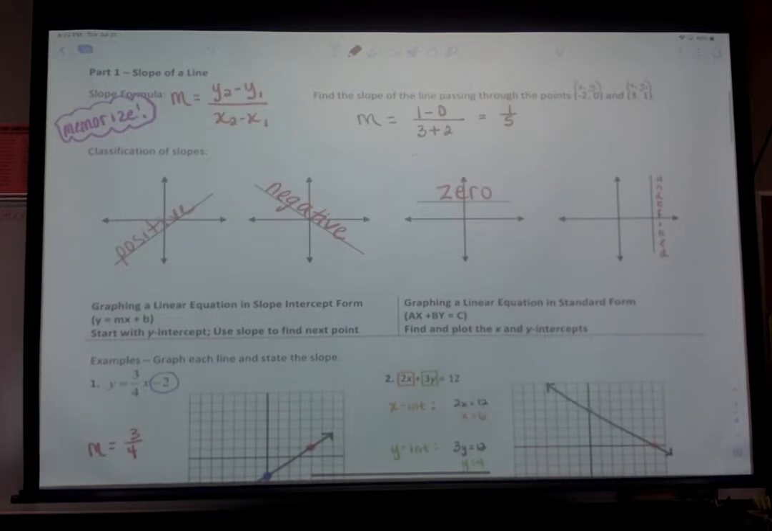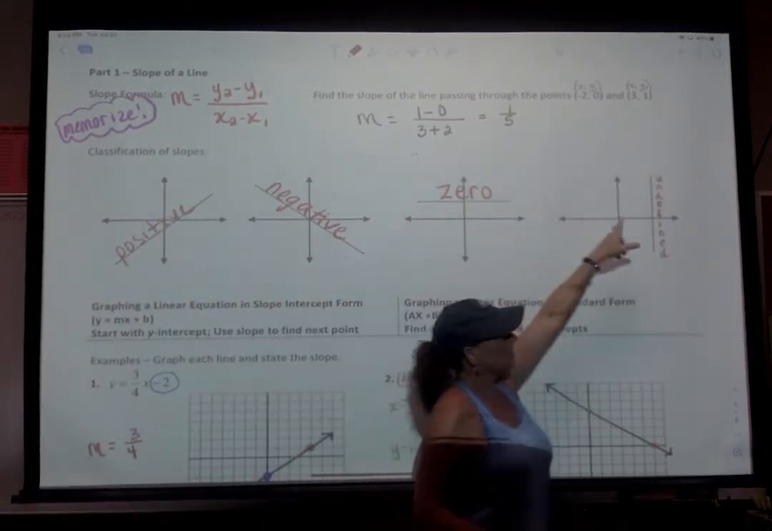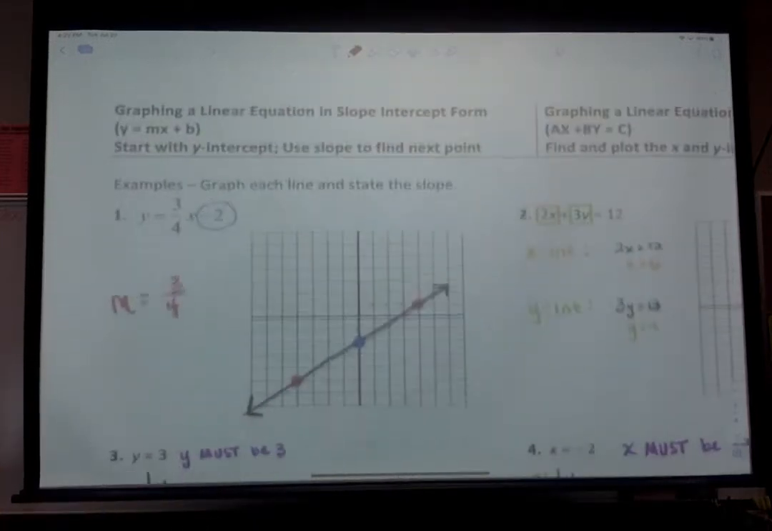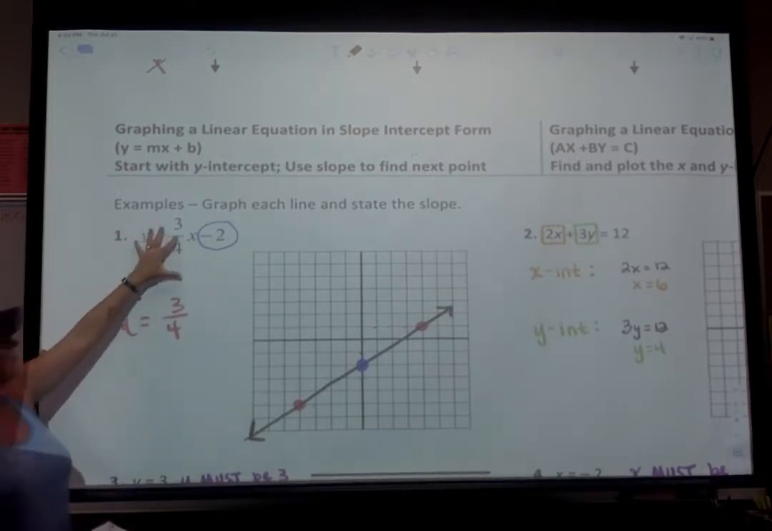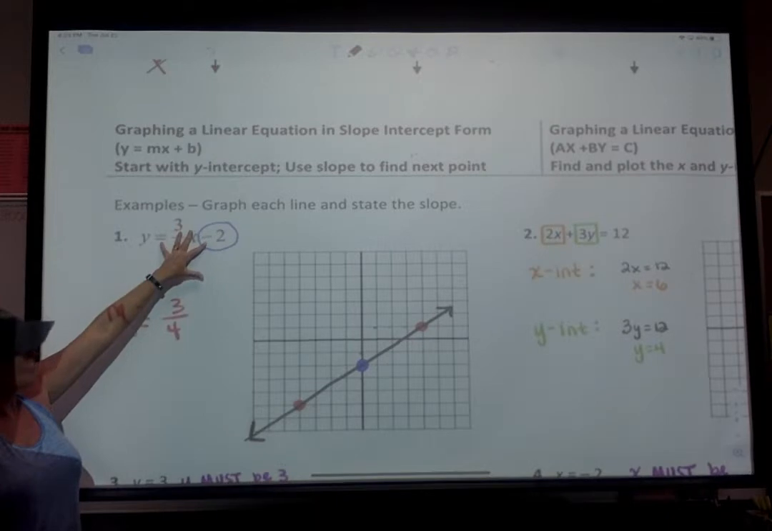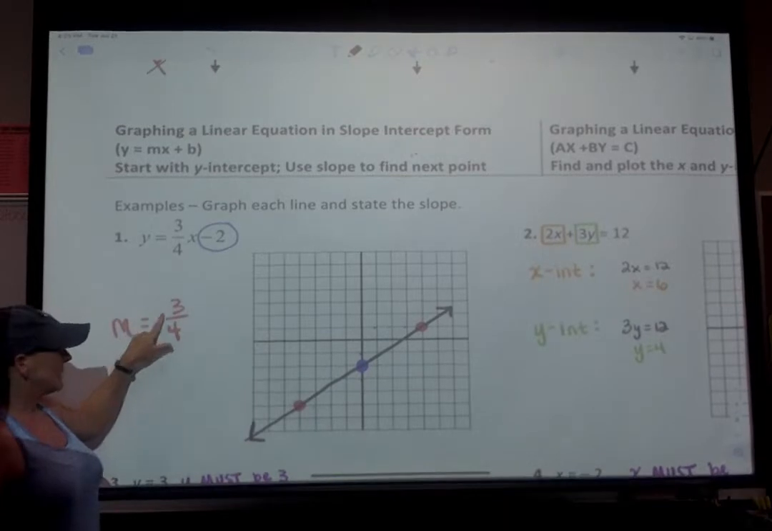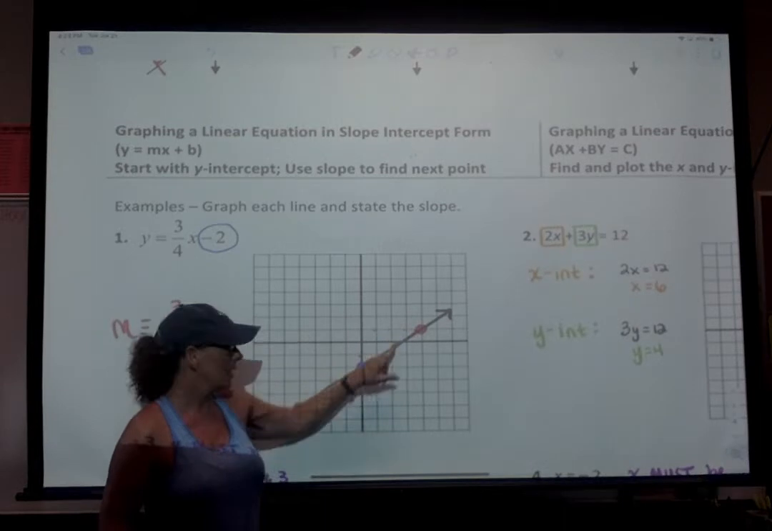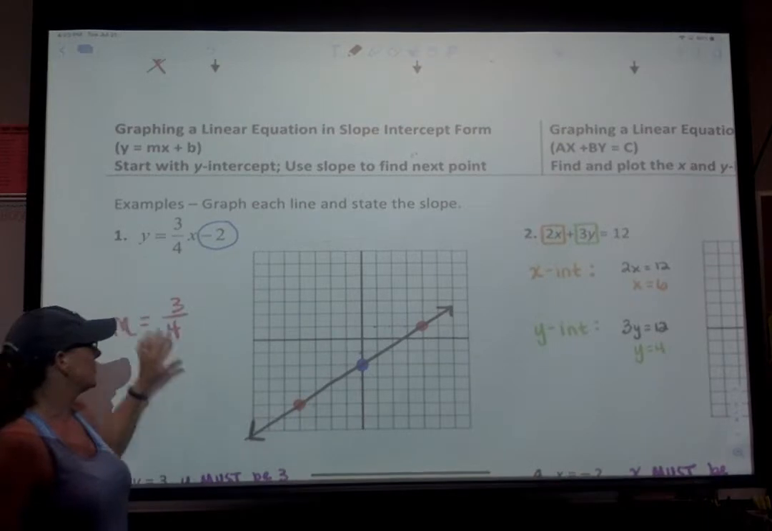When looking at lines on a graph, make sure you can easily identify when a line has positive slope, negative slope, 0 slope, and where the slope is undefined. We did this in another page of notes where you graph a line where your equation is in slope-intercept form. Notice I grab my y-intercept and I plot it. I look at my slope and I do rise over run, positive 3, positive 4. Or I can do negative 3 over negative 4. You all know that a negative over a negative equals a positive.